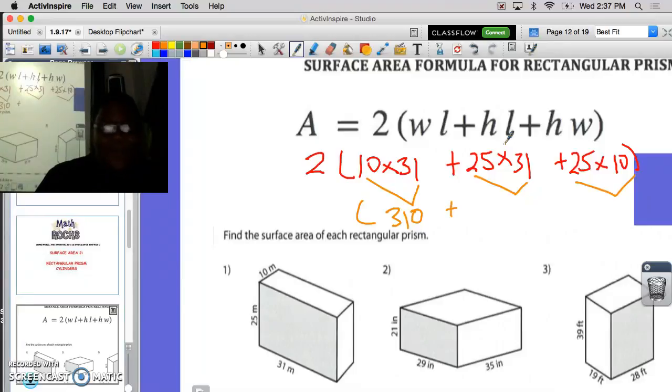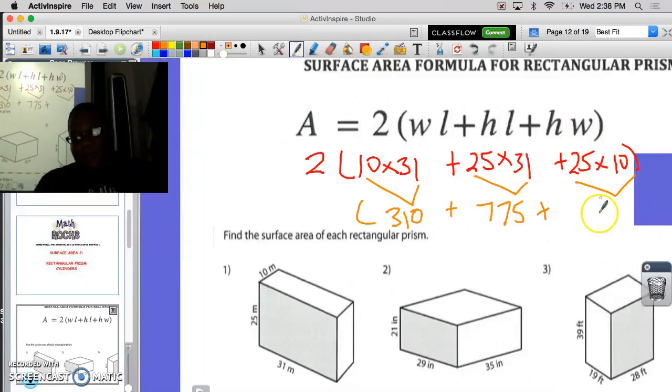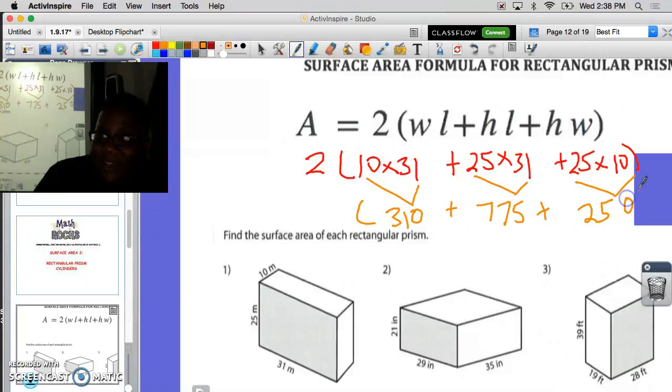Alice is like, what is going on? Why are you flashing the letter? 775. Oh, right. Add that to the 25 times 10. 250. Thank you. 250. And okay, so now we add all three of these together.